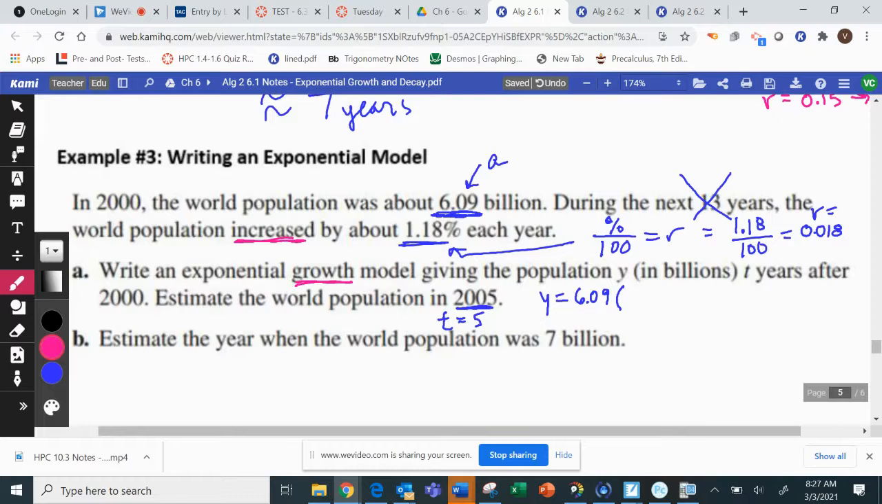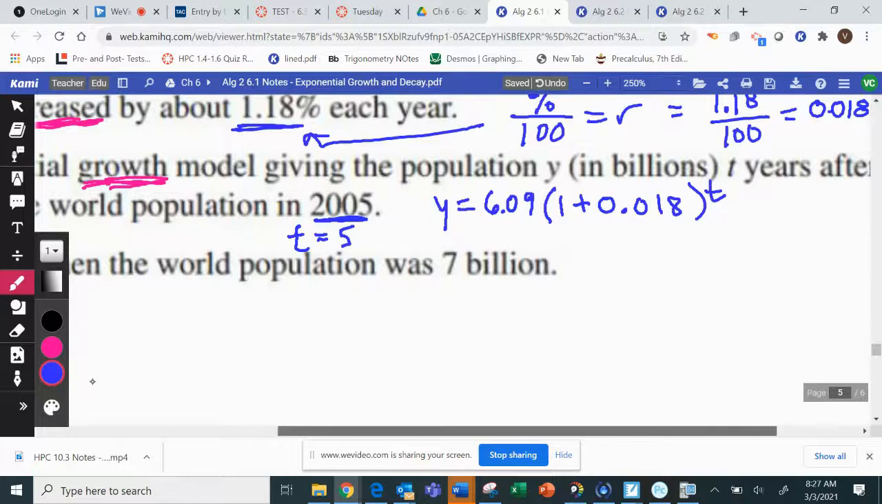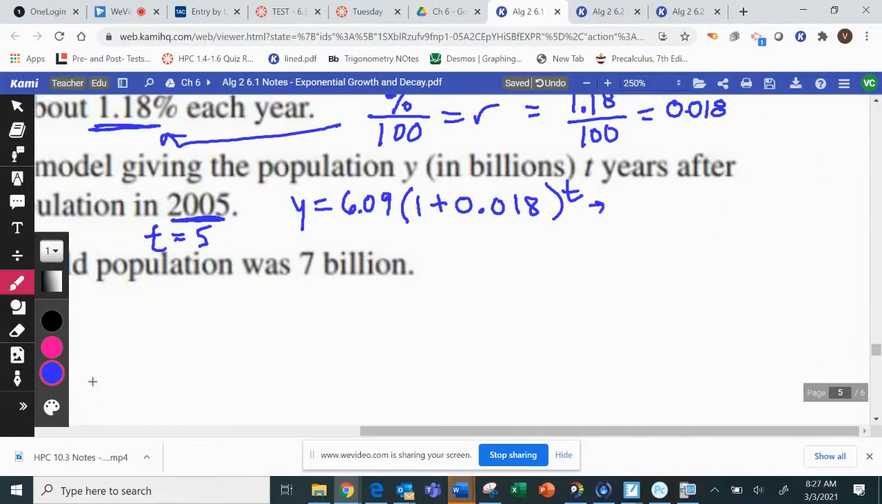But Jackson, can you also answer this question for me? If we are doing increase and we are doing growth, am I going to use 1 plus or 1 minus? We'll use 1 plus. So we're going to go 1 plus our rate, 0.018 to the T. So that's our model. We can simplify our model. I'm going to simplify it just a teeny tiny bit. Y equals 6.09 times 1.018 to the T. So that is our model.